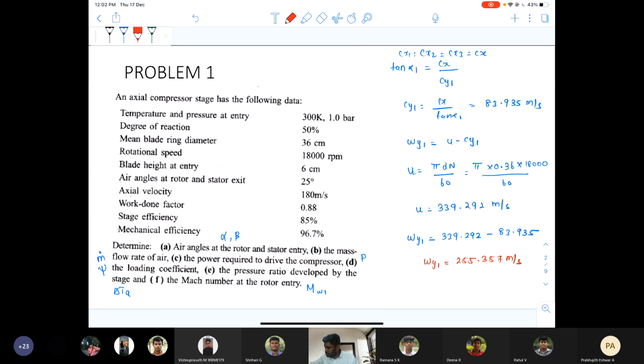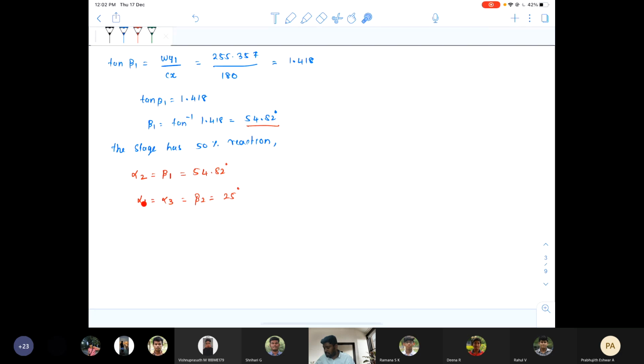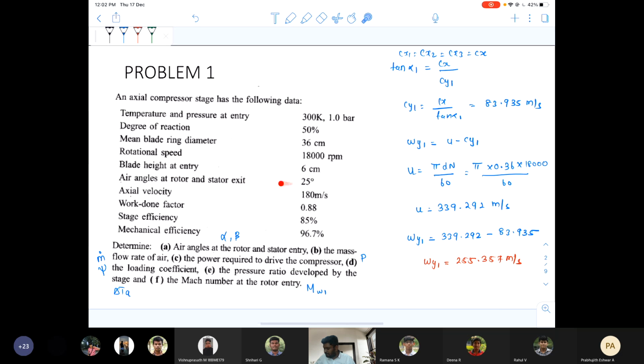Here in the question you can see the air angle at the rotor and the stator exit is given as 25 degree. Therefore, the value of alpha 1 is equal to alpha 3 is equal to beta 2. This is at the entry of the rotor, and this is the stator. This all will be equal, and it is equal to 25 degree. This is from the given data. The air angle at the stator and the rotor exit is 25 degree, and the degree of reaction is equal to 50%. Here in the question you have seen the degree of reaction is equal to 50%.